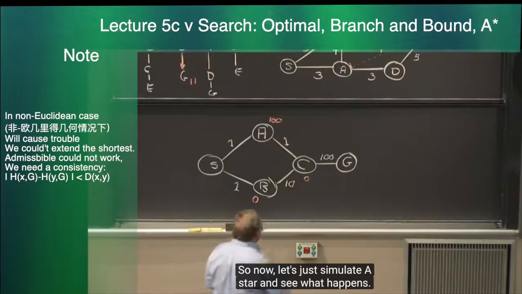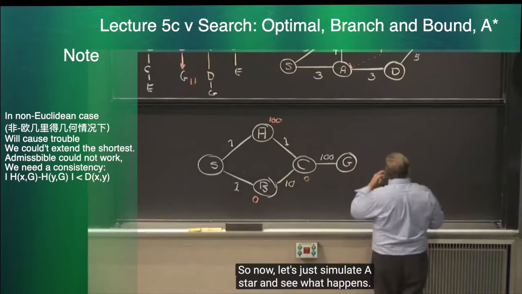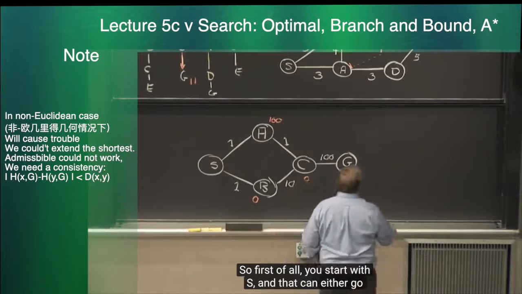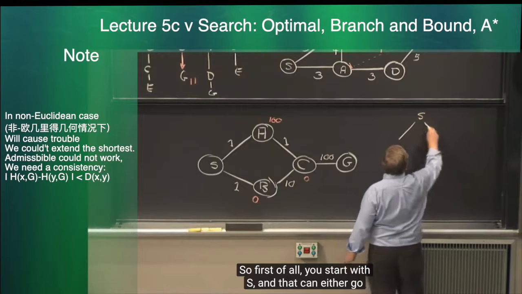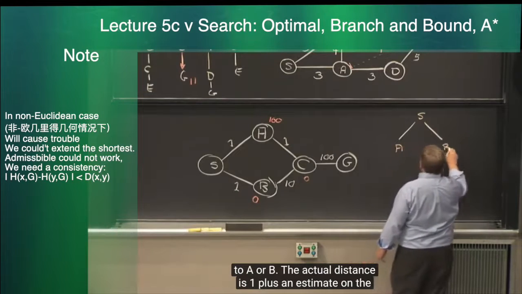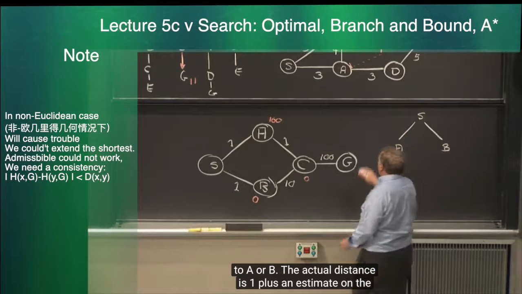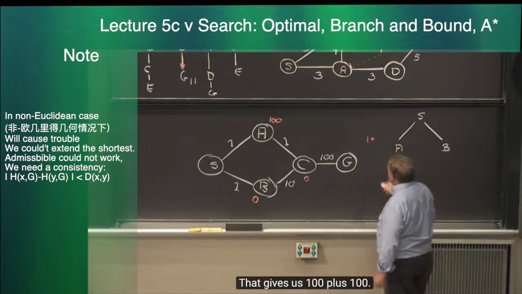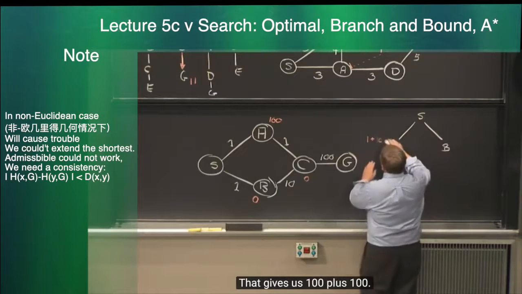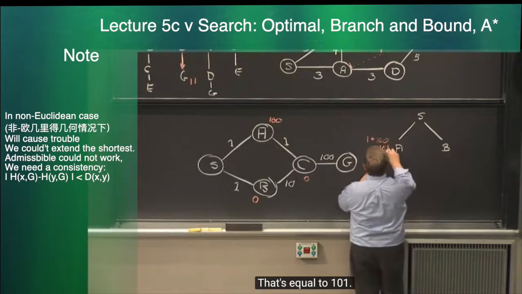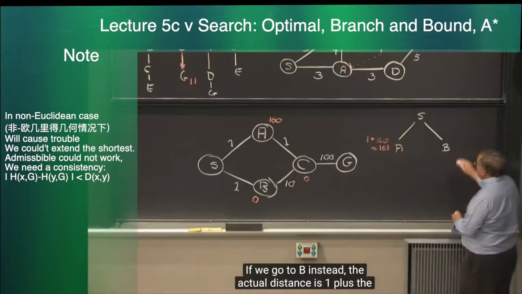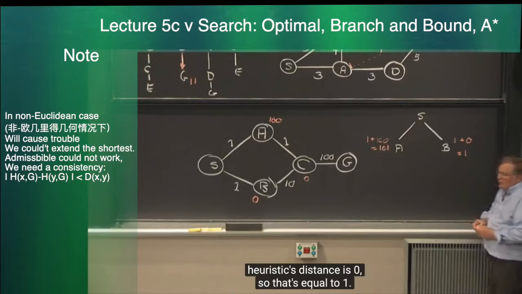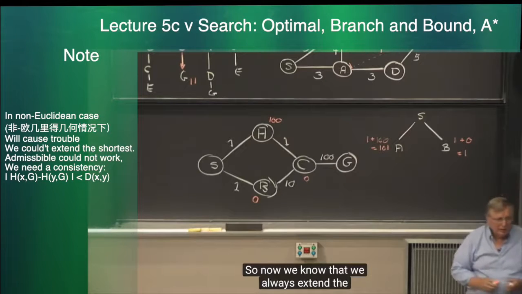So now let's just simulate A star and see what happens. So first of all, we start with S, and that can either go to A or B. The actual distance is 1 plus an estimate on the remaining distance. That gives us 100 plus 1, which is equal to 101. If we go to B instead, the actual distance is 1 plus the heuristic distance is 0, so that's equal to 1. Okay, good. So now we know that we always extend the shortest path so far.